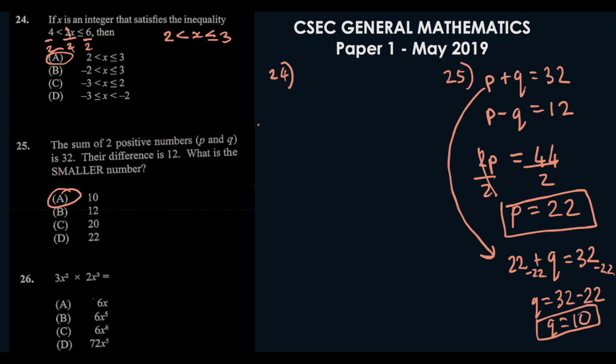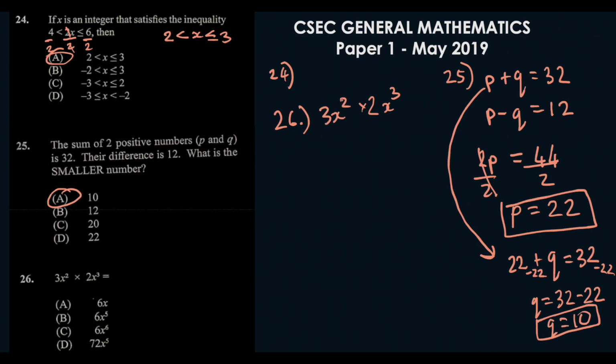So next question, we have 26 multiplied here. We have 3x squared times 2x to the power of 3. And by the way, if you want to see the other version of this, I did this before on TikTok. I'll put the link below so you could see.